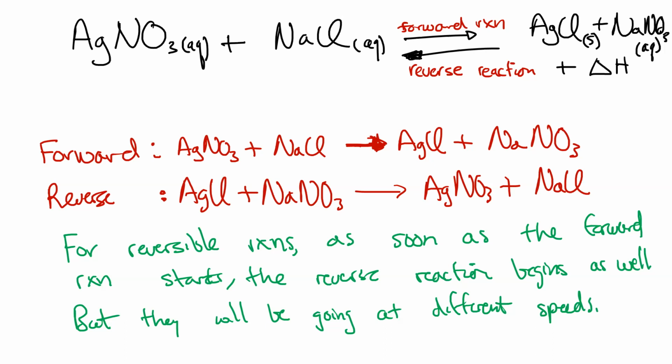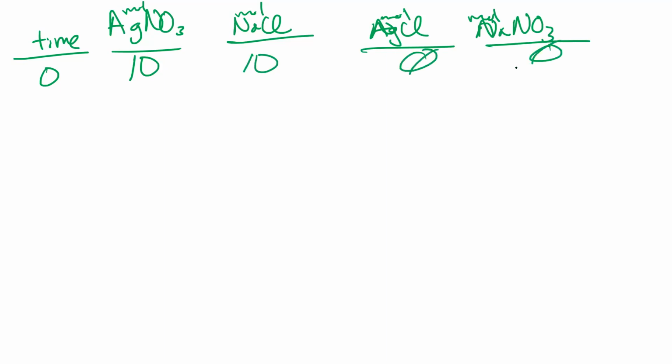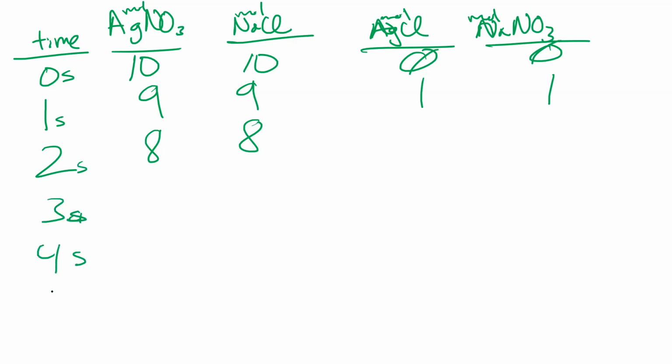Okay. So let me show you some numbers. If we talk silver nitrate, and we do a table of time, and we look at moles of silver nitrate, moles of sodium chloride, moles of silver chloride, and moles of sodium nitrate, then at time 0, let's say there's 10 of these, 10 of these, and we start with 0 and 0. Then at the first time we look, maybe there'll be 9 and 9, and then there's 1 and 1. Because it's still early, it's still going to be going faster forward. Maybe this is in seconds, 0, 2, 3 seconds, 4 seconds, 5 seconds, 6 seconds.